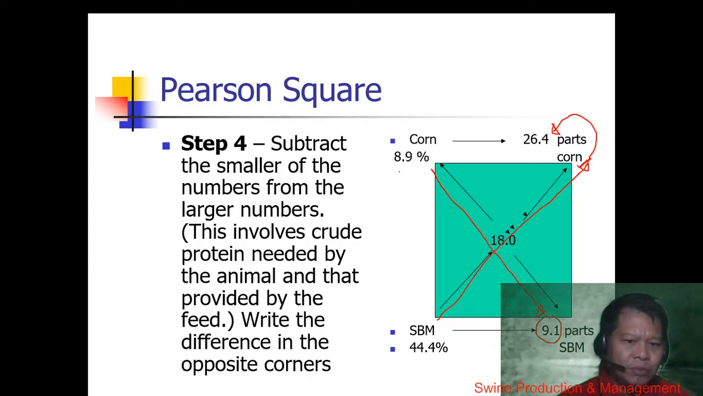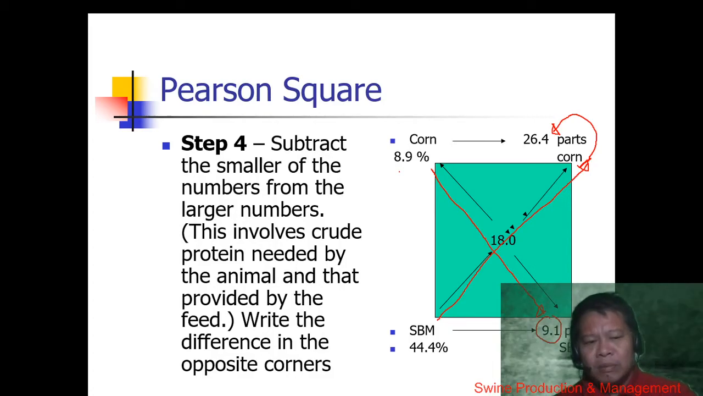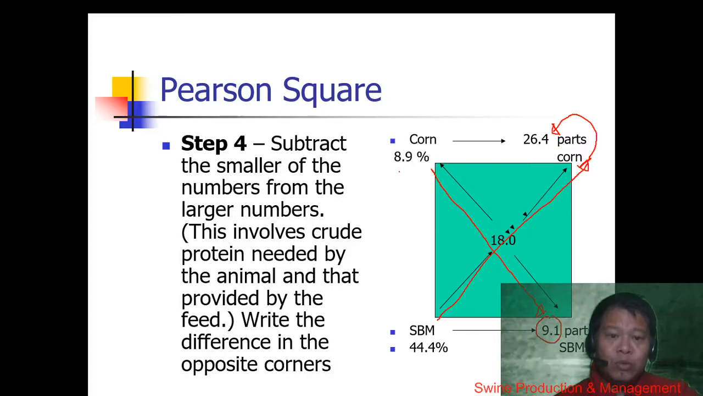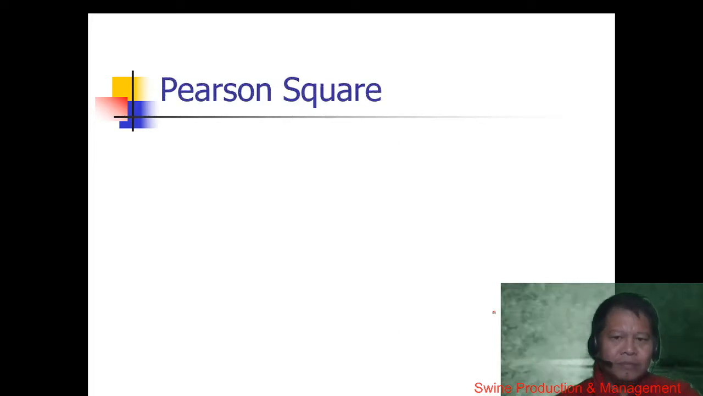Mas madali siyang maintindihan kung i-express in percent. How many percent is the corn in the total mixture? Ilan ang corn sa ating 2,000 kilograms, at ilan din ang soybean meal sa ating 2,000 kilograms? Kasi 2,000 kilograms ang sinabi na ating i-mix, kung naaalala ninyo kanina, na nakasulat sa previous slides.